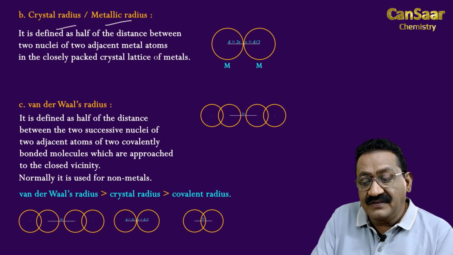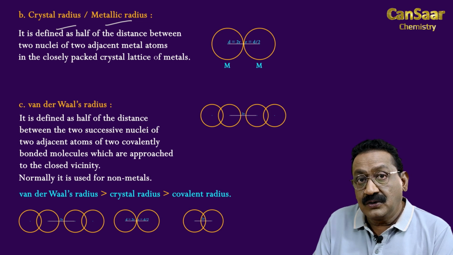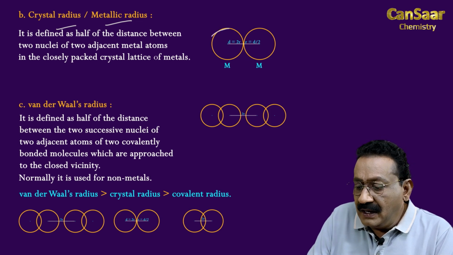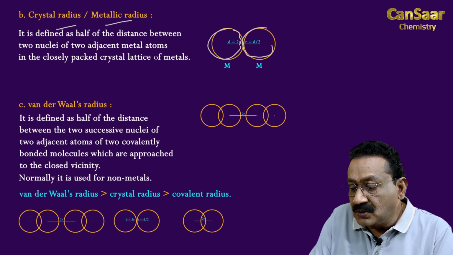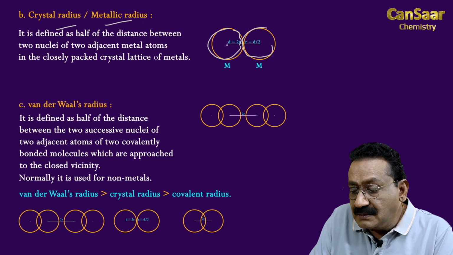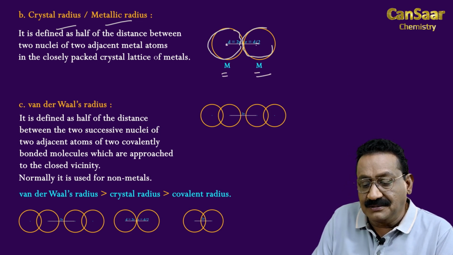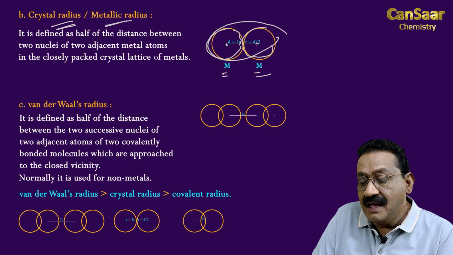Crystal radius, otherwise called metallic radius, is defined for two adjacent metal atoms present in the crystal lattice. One metal atom approaches the other metal atom very closely. Once they are approached so closely, the distance between the two centers of the two nuclei of the two metal atoms present in the crystal lattice is called crystal radius, defined for metal atoms.